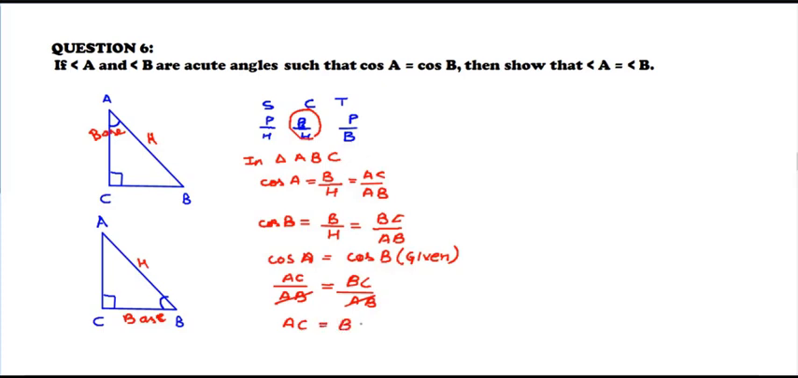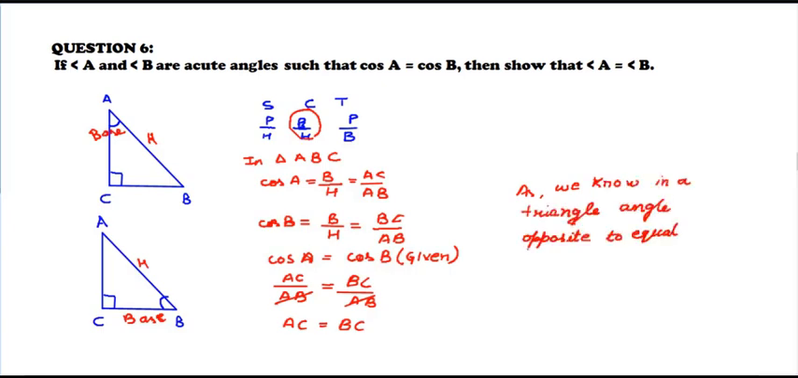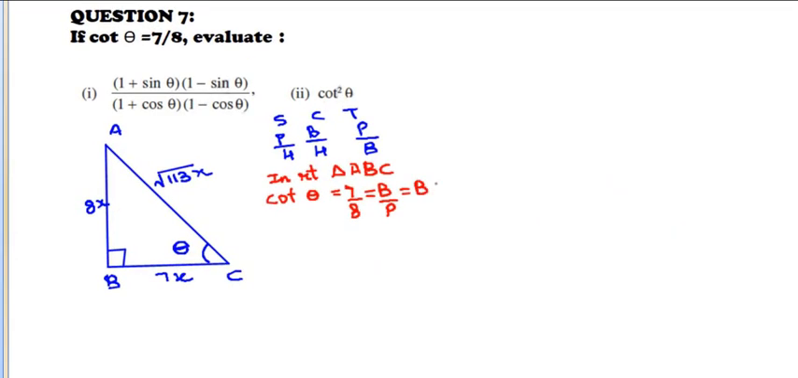Now if we look at our triangles, AC is equal to BC, that means these are two sides of triangle ABC, and if they are equal, what does it mean? What kind of triangle is it? It is an isosceles triangle. And what is the property of an isosceles triangle? Angles opposite to equal sides are equal. And which angle is opposite to AC? Angle B. And which angle is opposite to BC? Angle A. So that means angle A is equal to angle B. Hence proved.